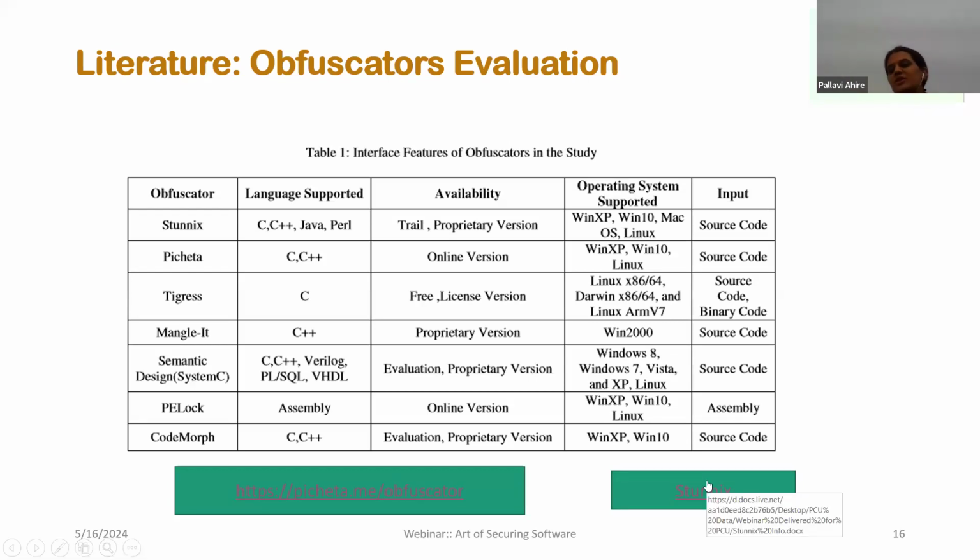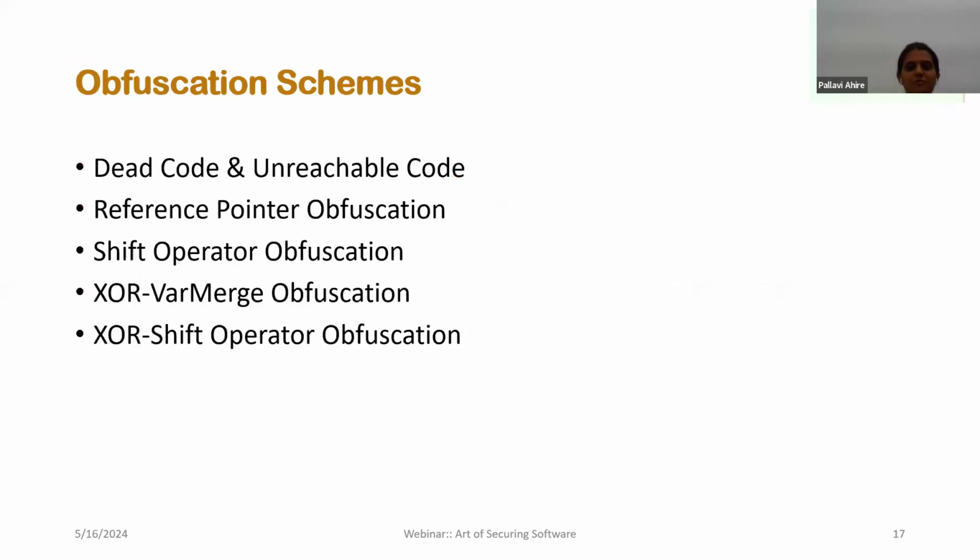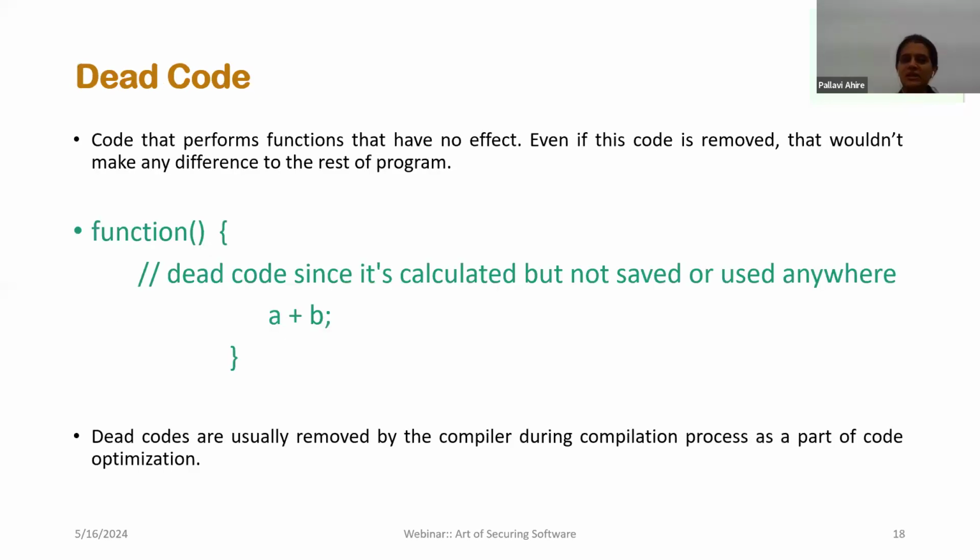Similarly, the working of Stunnix is the same. If you click on Stunnix and provide any C code, it will give you the obfuscated version, but that obfuscated code is layout obfuscated code and it will not run, it is not executable. So what do we have to do? We have to have mechanisms like reference pointer obfuscation, shift operator obfuscation, XOR obfuscation, and XOR shift operation obfuscation, and I'll show you one by one how these mechanisms work.